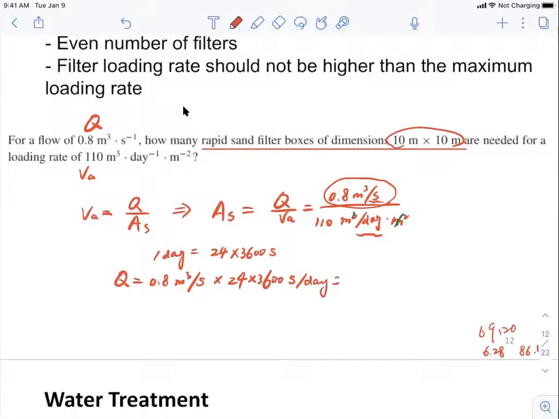You can find out that this flow rate is 69,120 meters cubed per day. This is the total flow rate of the water through this sand filter box. If you further plug this in here, you can find out that the area that's required is 628 meters squared. This is the surface area that's required for removing these particles.